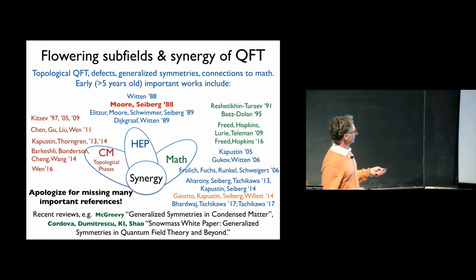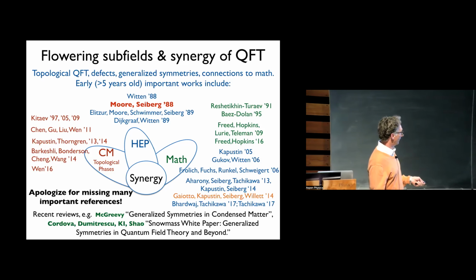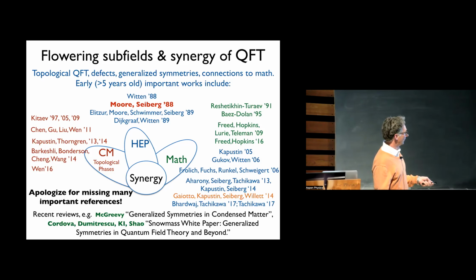And many of these things started off in the high energy physics community, thinking about topological quantum field theories and rational conformal field theories. Then it has connections to mathematics, and then it was returned to by the high energy physics community. And then there are these related works from the condensed matter community. I'll apologize for missing many important references, but my colleague John McGreevy wrote a beautiful review on generalized symmetries in condensed matter physics, which has many references.